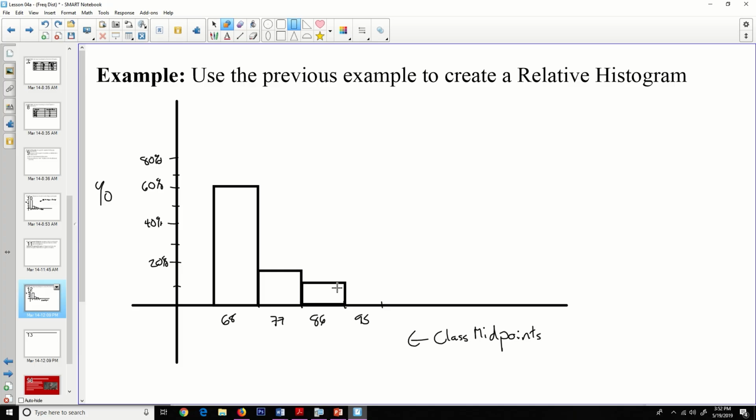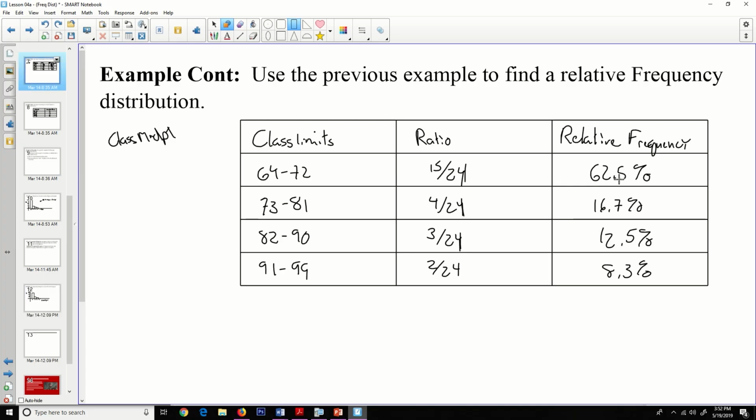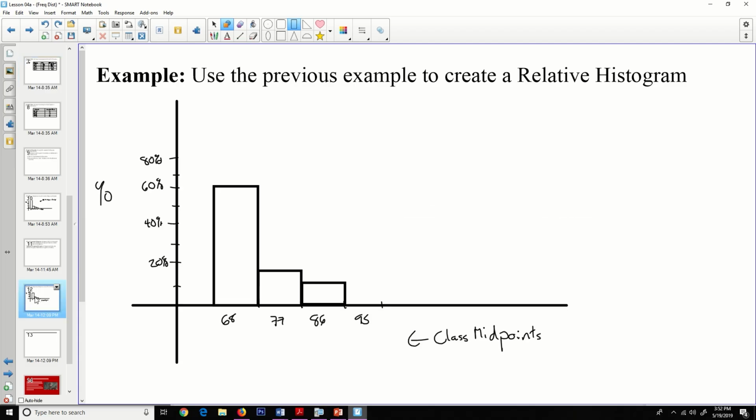And then that last percentage was, these are the percentages that I'm using: the 62.5, the 16.7, the 12.5, and the last one 8.3. So on that one, we're going to be just a little bit below that first tick mark to demonstrate that 8% right there. All right, there is our relative histogram.